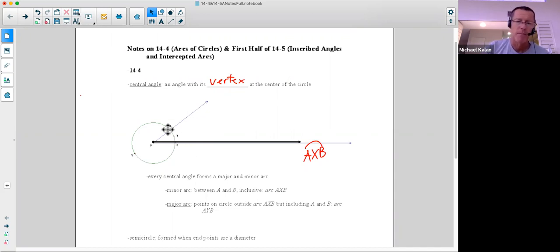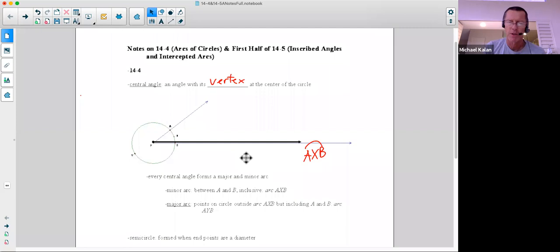For minor arc, you could say minor arc AB, and this symbol can be used for arc as well. Or you could say arc AXB, or BXA, same thing. So again, minor arc would be between A and B here, inclusive. Another way of saying this would be arc AXB. The major arc would be points outside of those. Again, you could call it major arc AB, you could call it arc AYB, you could call it major arc AYB.